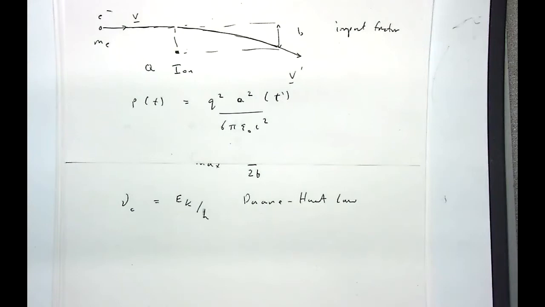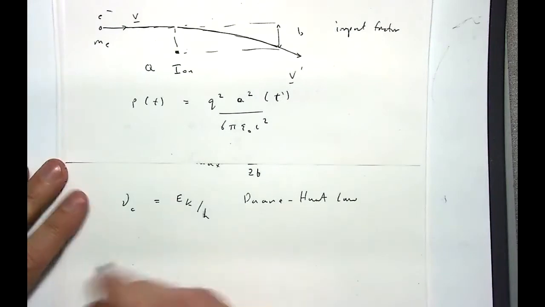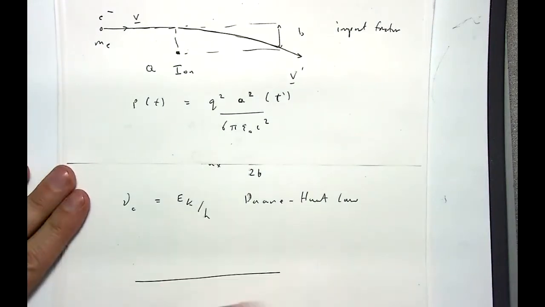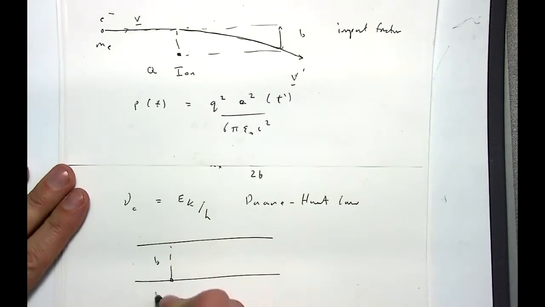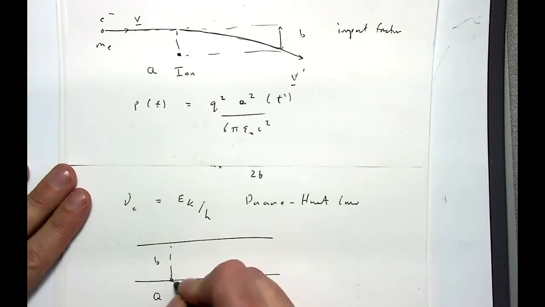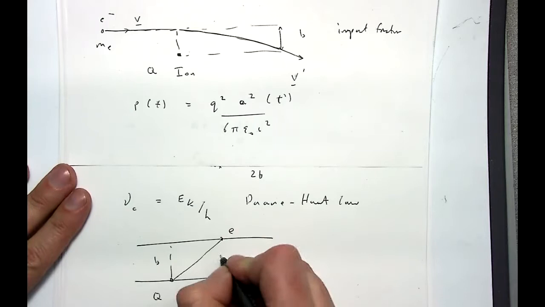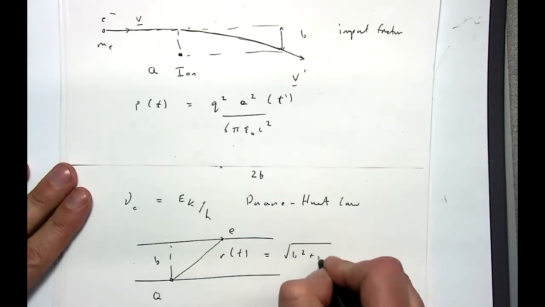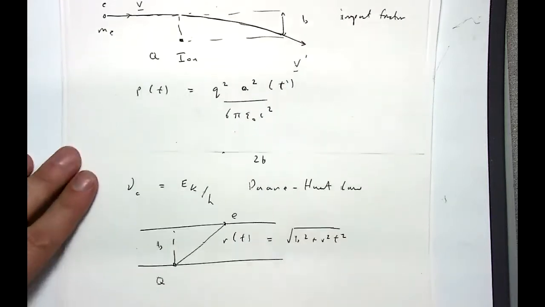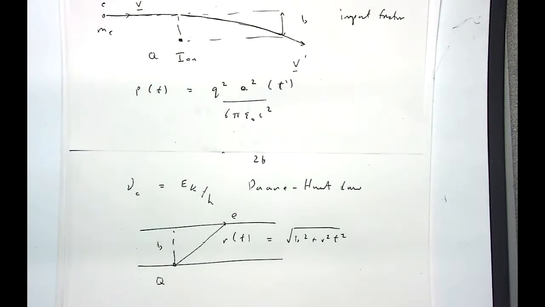So all we've got to do now is work out a simplified diagram. Again, it's in the notes, so you can just watch along. Here's my ion, charge Q. There's the electron going by, and the distance as a function of time is simply equal to root b squared plus v squared t squared, because it's moving in a straight line. So I'm saying that v prime is approximately the same direction as v, and it doesn't change a lot. So I'm only looking at the softer photons, as we call them, the lower energy photons.